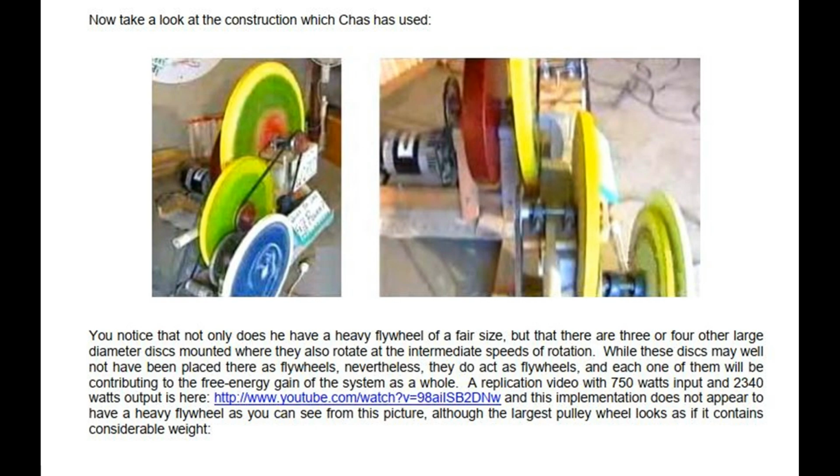Now take a look at the construction which Chas has used. You notice that not only does he have a heavy flywheel of a fair size, but that there are 3 or 4 other large diameter discs mounted where they also rotate at the intermediate speeds of rotation. While these discs may well not have been placed there as flywheels, nevertheless, they do act as flywheels, and each one of them will be contributing to the free energy gain of the system as a whole. A replication video with 750 watts input and 2340 watts output is here.